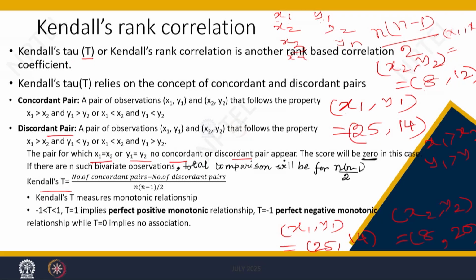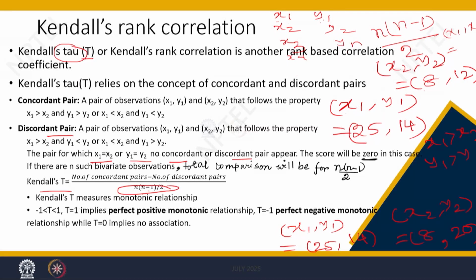Whenever we are indicating population Kendall's T, we will use the word tau, and whenever we are indicating the sample Kendall rank correlation, we may say Kendall's T. Clear? So the definition of Kendall's T is the number of concordant pairs minus the number of discordant pairs divided by n into n minus 1 by 2. So this is the total number of comparisons. Now out of this total, how many pairs are showing concordance and how many pairs are showing discordance?